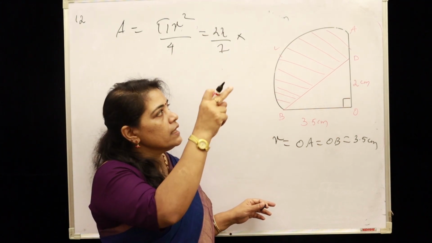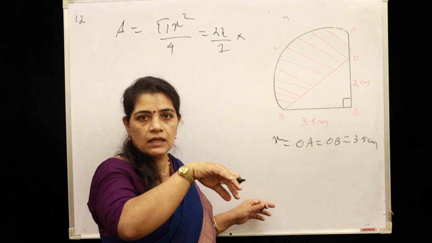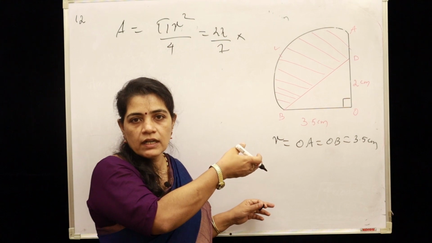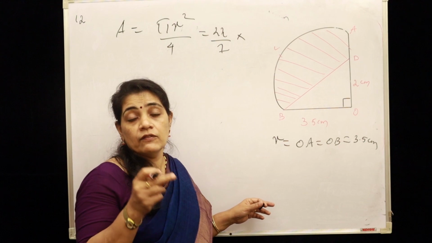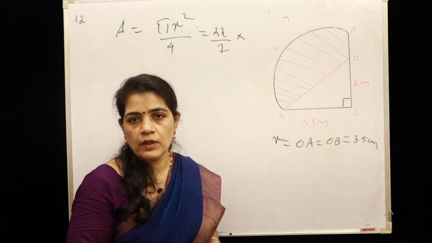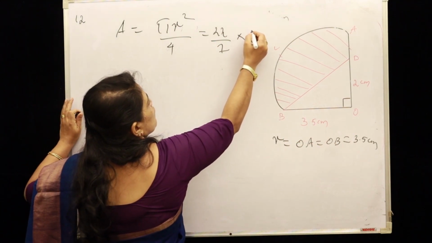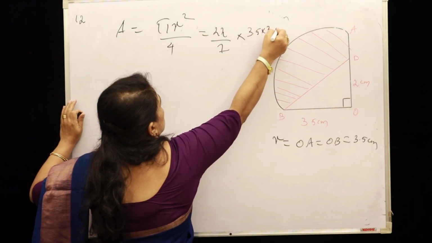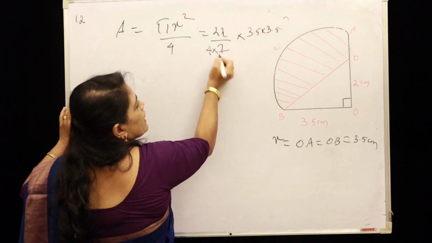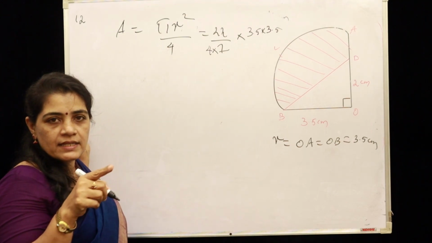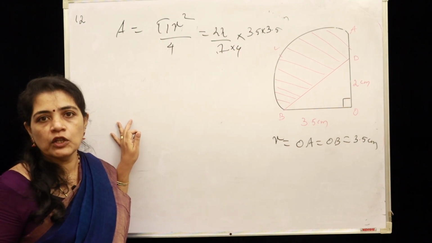Here, since A and B are on the arc of the circle, a quarter of the circle, a quadrant, is given. That means OA or OB will be the radius of the quadrant. That is given as 3.5 centimeter. So 3.5 into 3.5, and here 4 is there. 4 divided by 4, that is 22 by 7 into 4 into 3.5 into 3.5.